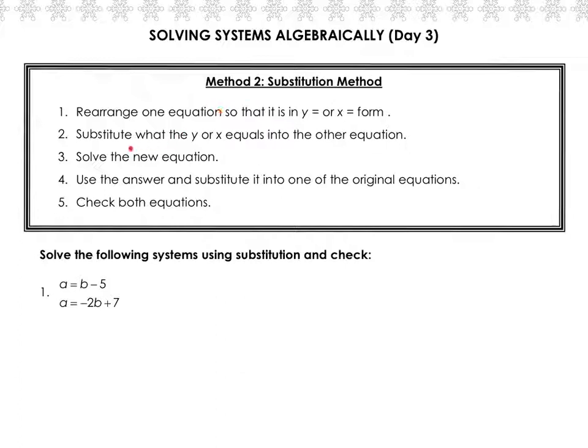So we have steps just like we did in the previous. We're going to rearrange one equation so that it is in y equals or x equals. It doesn't matter which one. I know you're used to putting equations in y equals, but it can be x equals. And when we look at the first example, we have a's and b's, so we can just use those as well and get one variable by itself. So really it's just one equation with the variable by itself.